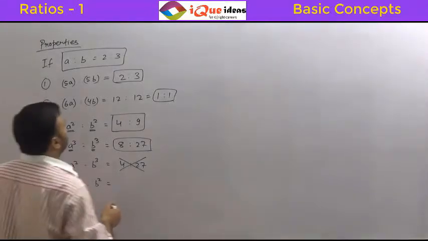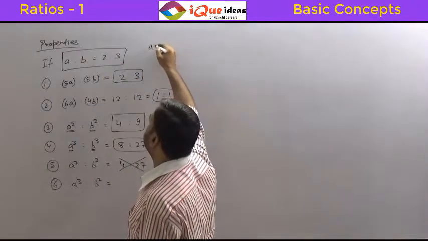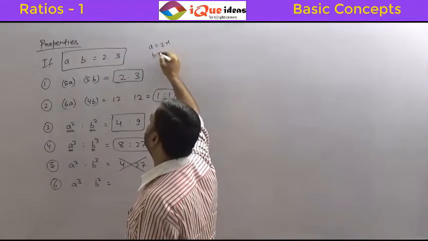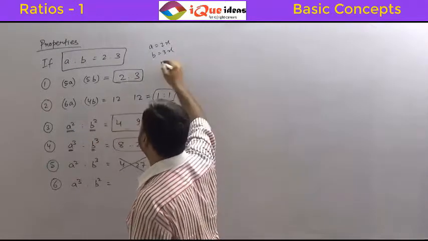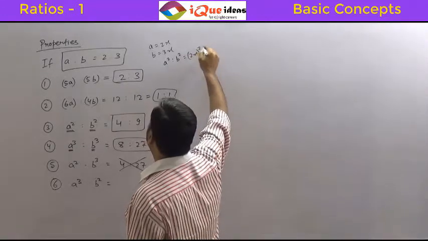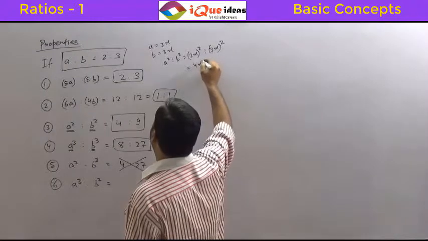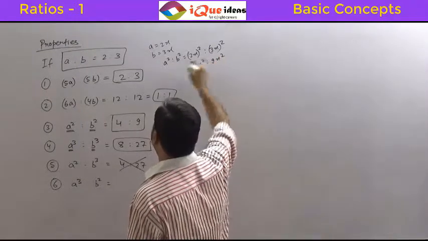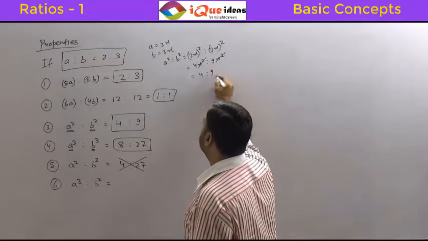Okay, this one understand from the other perspective. If A is to B is 2 is to 3, we can very simply take A equal to 2x and B equal to 3x. Alright. Suppose we have to find, let's say A square is to B square. So A square is to B square will become 2x square is to 3x square. So 4x square is to 9x square. You see, we have taken same power. So x square will get cancelled and we get the answer as 4 is to 9.